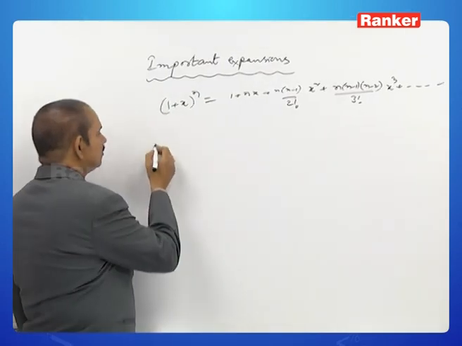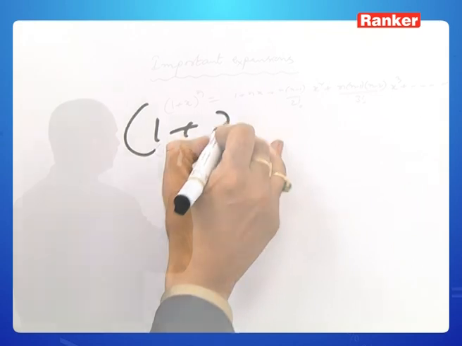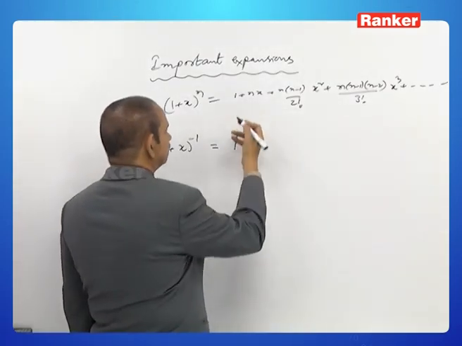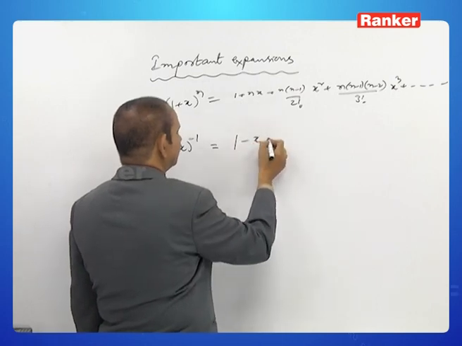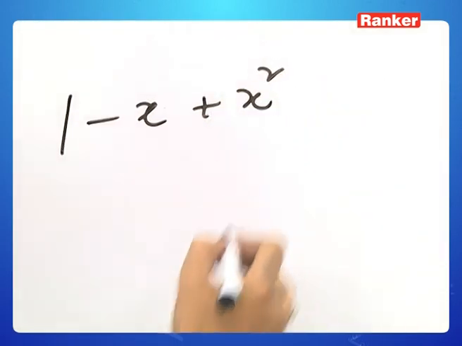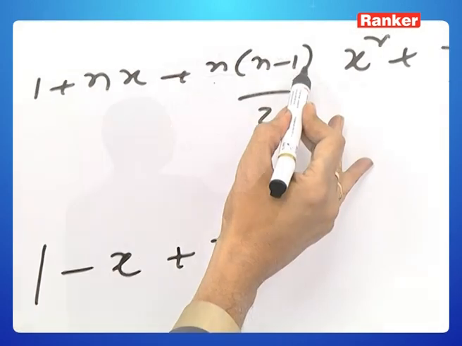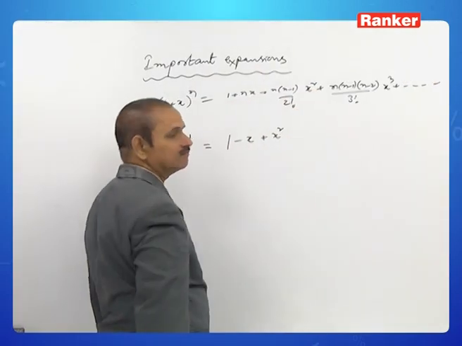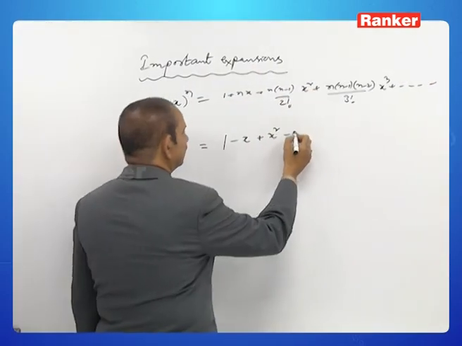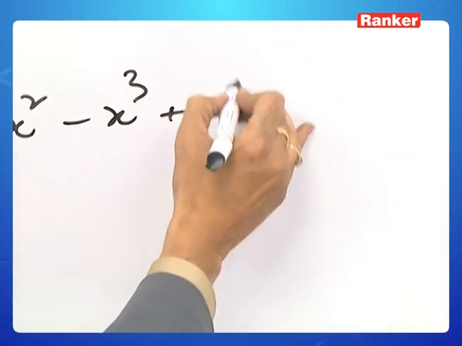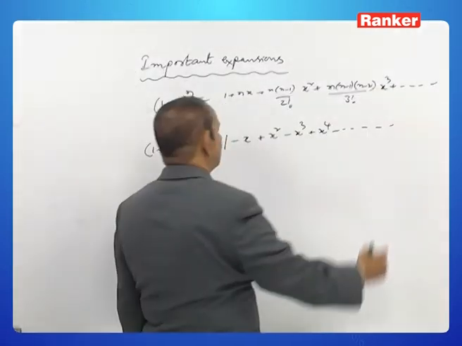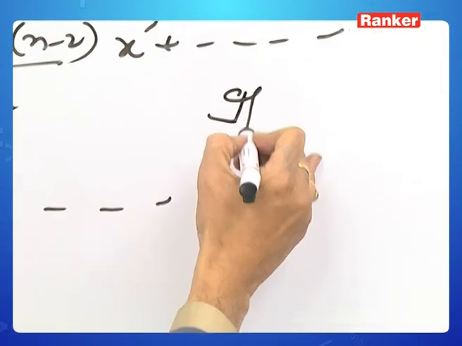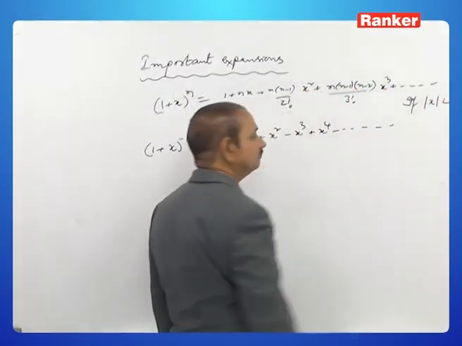If you put n is equal to minus 1, what happens? 1 plus x whole to the power of minus 1 is equal to 1 minus 1 into x plus x square. Minus 1 into minus 2 is plus 2, 2 by 2 factorial, they'll be cancelled. Like that, if you go on like this, it is an infinite series. Of course, if mod x less than 1.